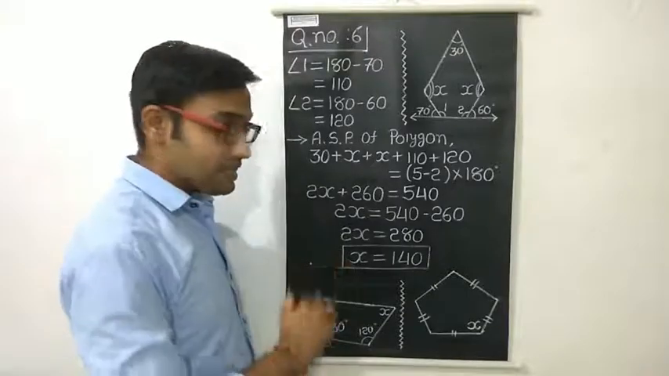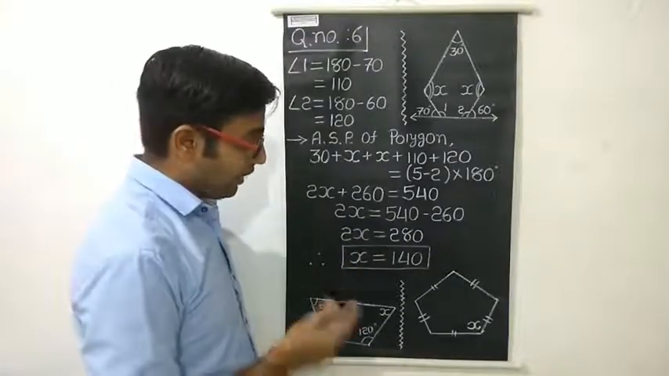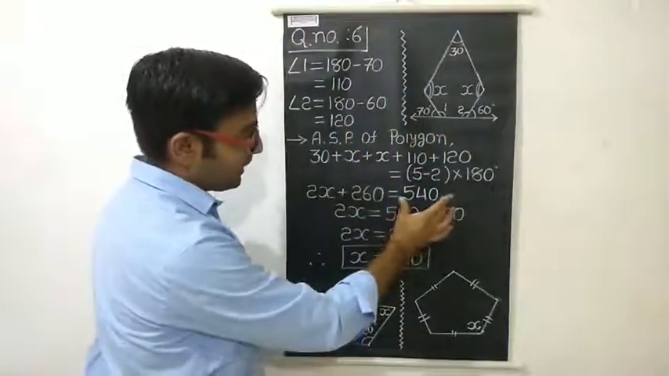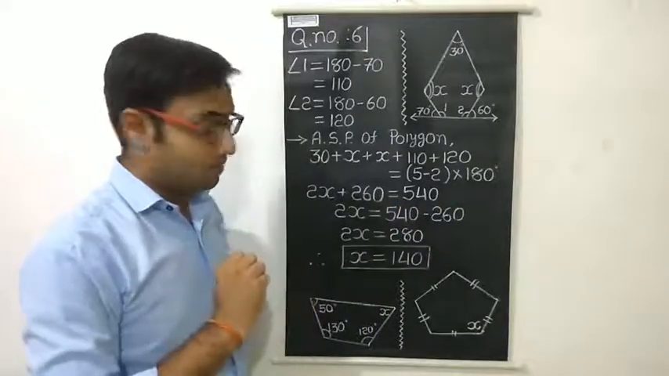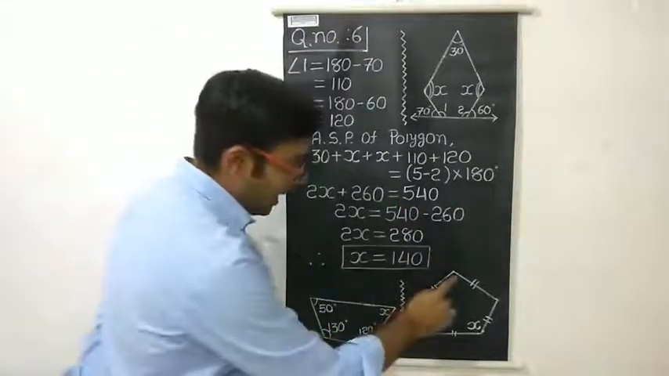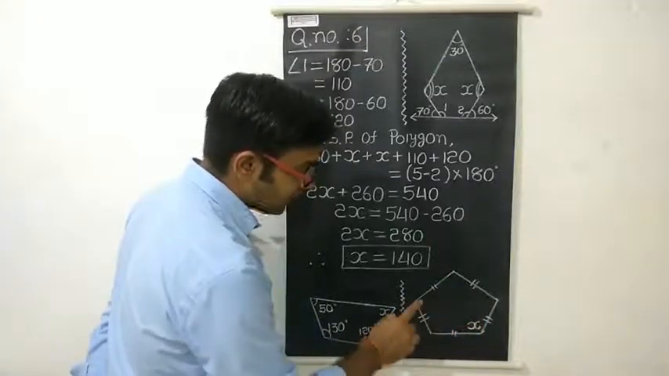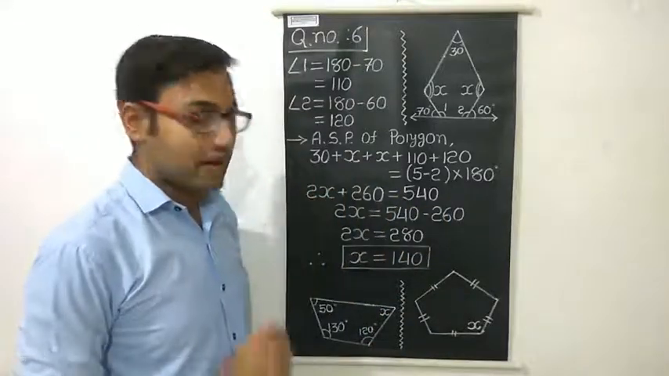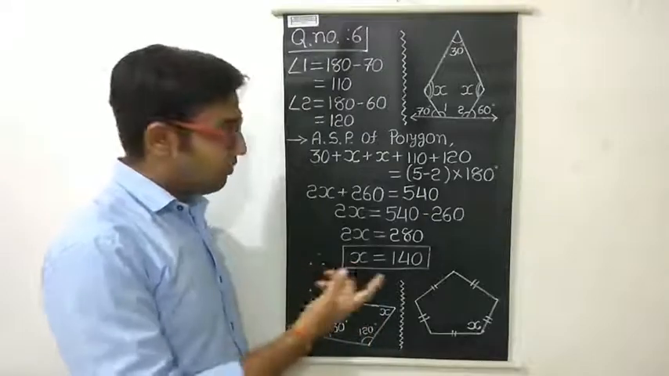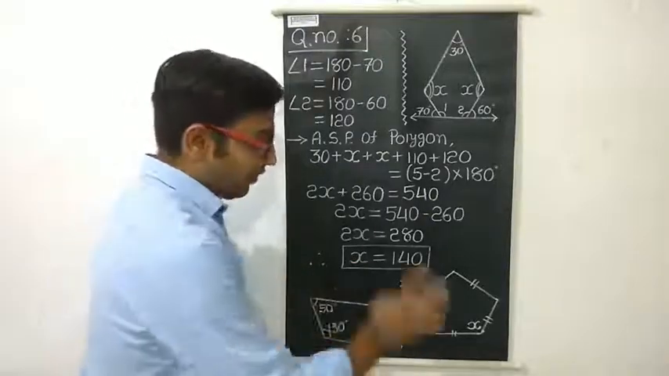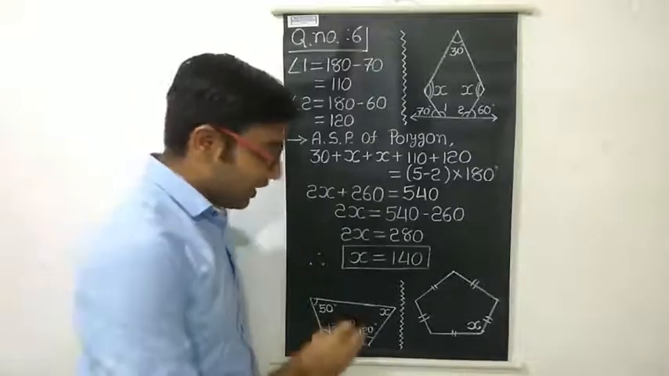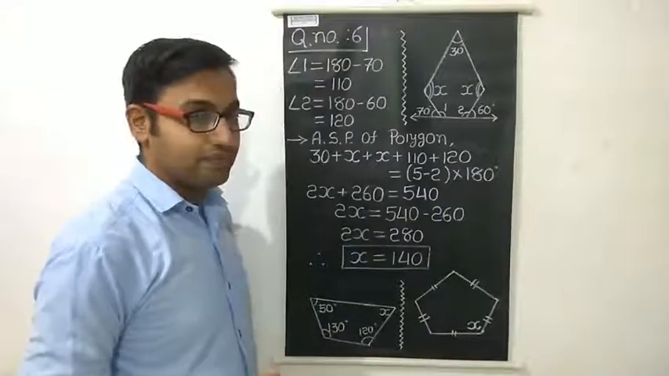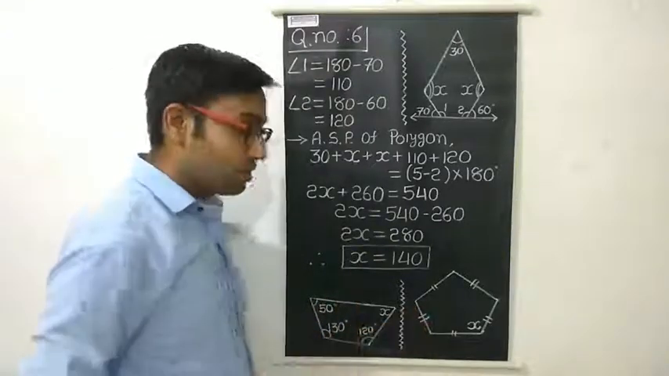Now according to the angle sum property of the polygon, this is also a polygon, so the total angle sum will be 540. And how many angles do we have to add? x plus x plus x plus x plus x, so 5 times x is equal to 540. Then we divide both sides by 5, and we can find the value of x. That angle will be the same for all these 5 angles. So in this way you can solve both these sums.